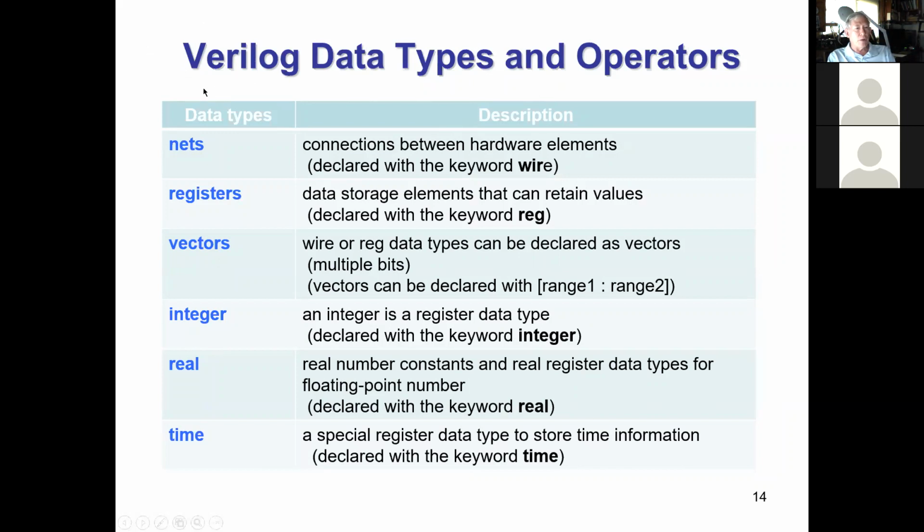So here we have our Verilog data types and operators. We have what we call nets, which are always wires, and we have registers, which are registers. We also talk about vectors, and those can be wires or registers that are multiple bits. So you can have a wire that's effectively 16 bits, 16 wires essentially. You can have a register that's 16 bits, or 32, or any number actually. But we usually do use powers of 2, but not always.